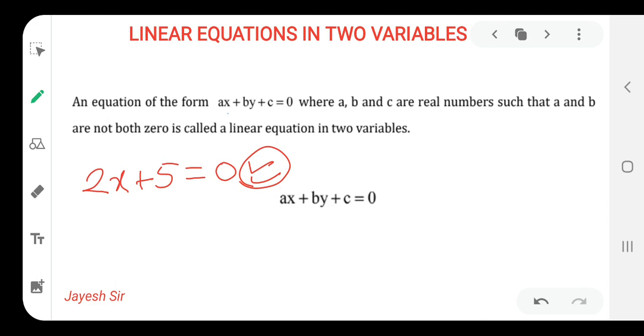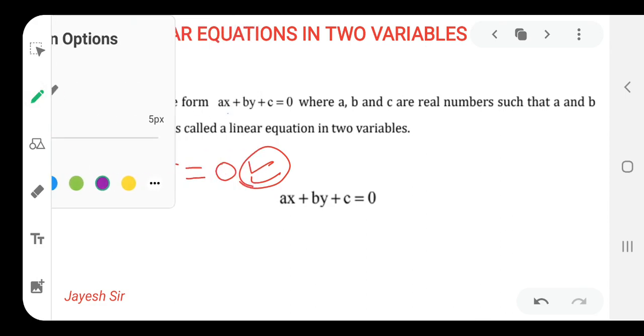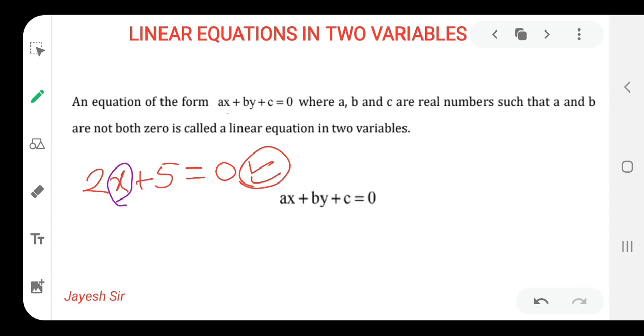Which variable can we see over here? Variable x. Only one variable is there, so that is called a linear equation in one variable. The value of the variable is x over here. I hope you all are getting it. If you want to solve it, we can solve it further.